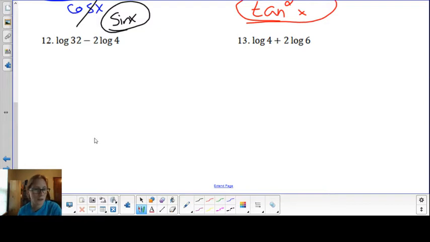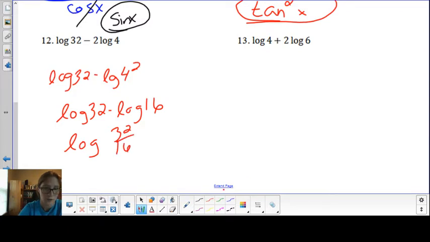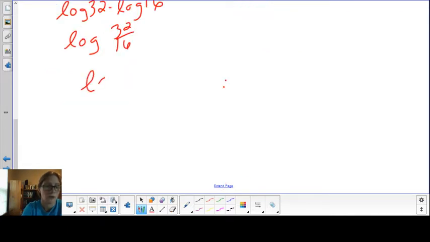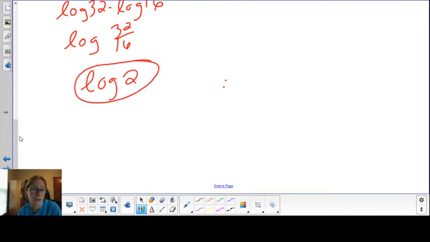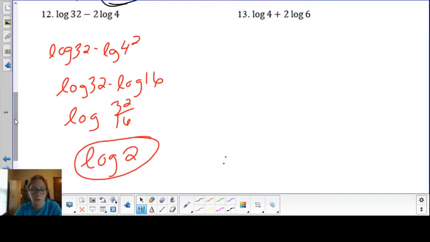All right, I have log of 32 minus 2 log of 4. We know that 2 is going to be an exponent, so I have log of 32 minus log of 4 squared. 4 squared is 16. We know subtraction turns into division. And 32 divided by 16 is just simply 2. So my answer here is log 2. If you want, you do not have to show all your work for those. I will understand.